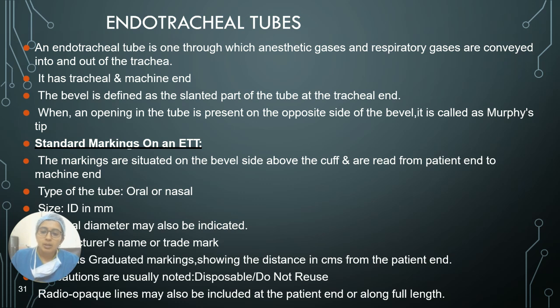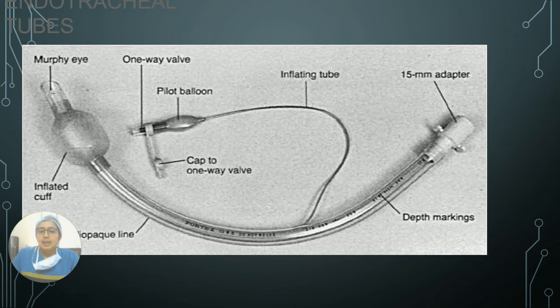Usually they are disposable and should not be reused. PVC tubes. Radio-opaque lines may also be included at the patient end or along the full length, which can be visualized in a chest X-ray. This is an ET tube with the Murphy's eye, inflated cuff, and a radio-opaque line.